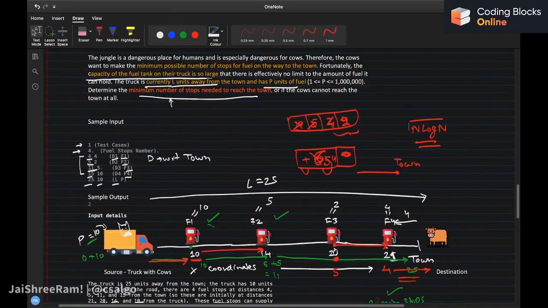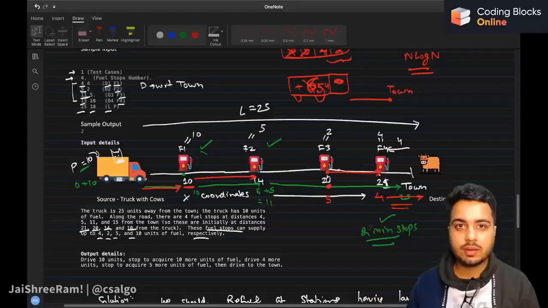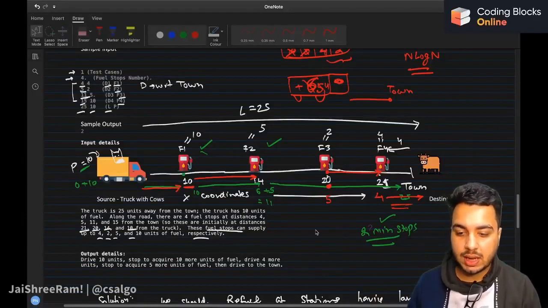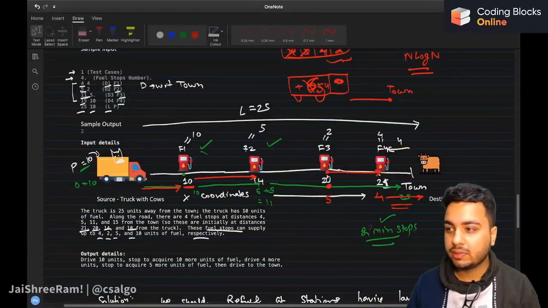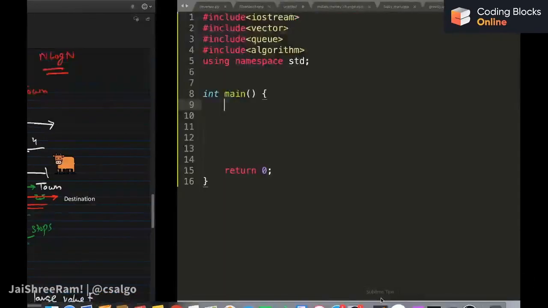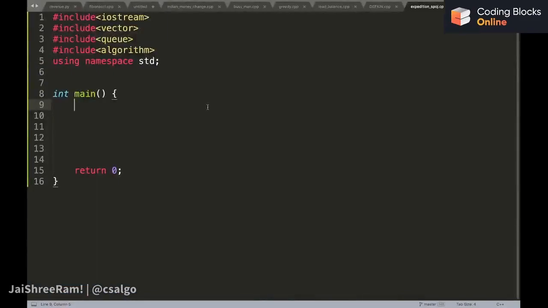Hi everyone, in this video we will discuss the solution to the problem Expedition from Spotch, and I will write the code for it. Let's see how we can implement this problem. Firstly, I'm going to define a few variables.